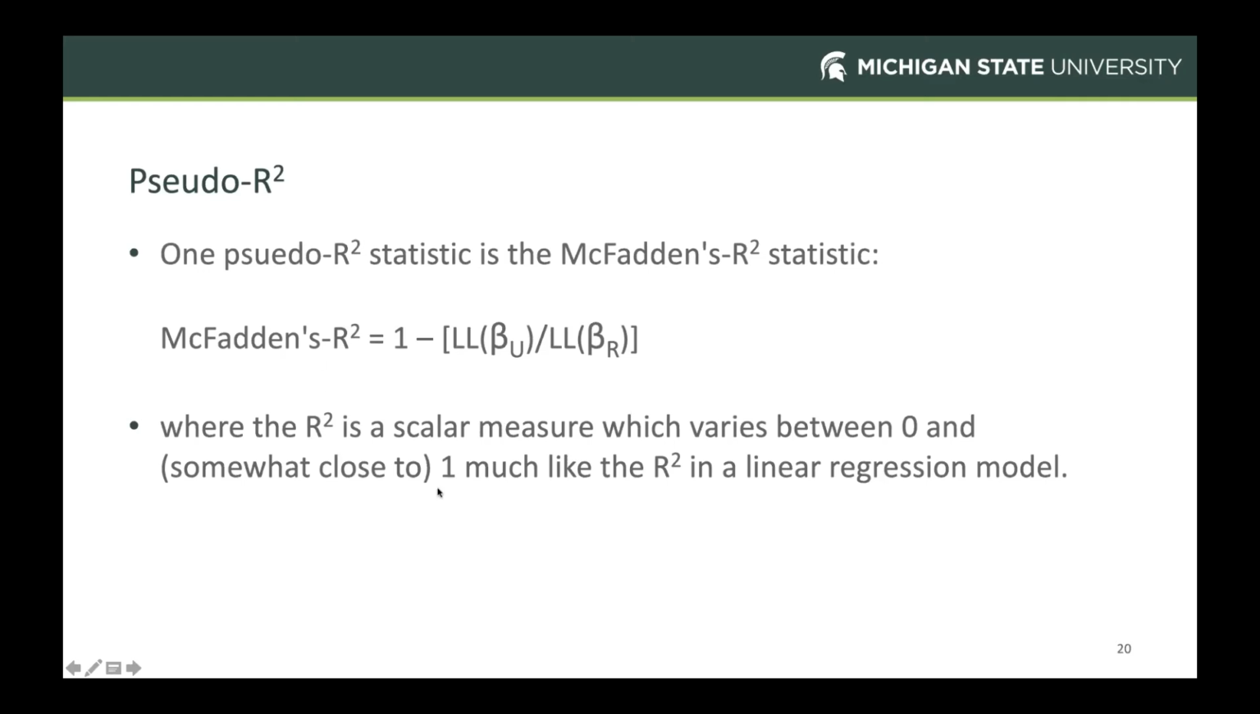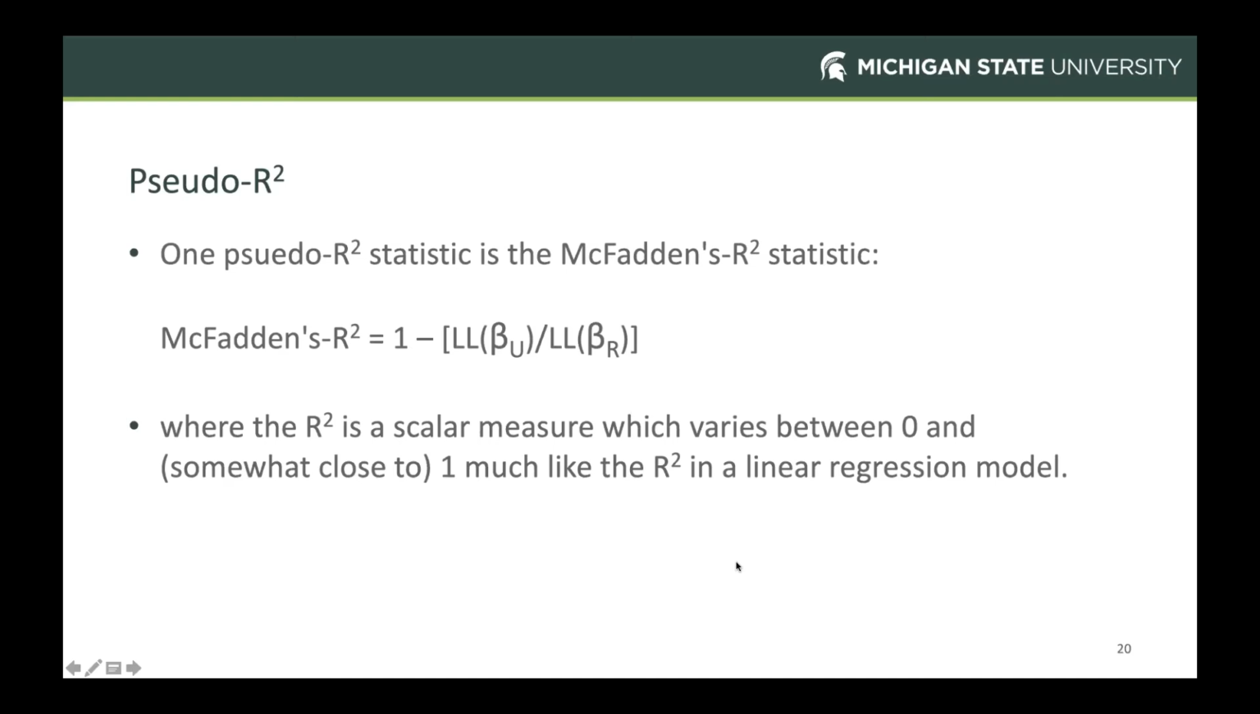Now, in practice, it's never going to actually get to 1, just like we see in linear regression, unless we've got something wrong with our model. But this is one of several metrics we can use to provide just a qualitative comparison of different competing models on the same data set.